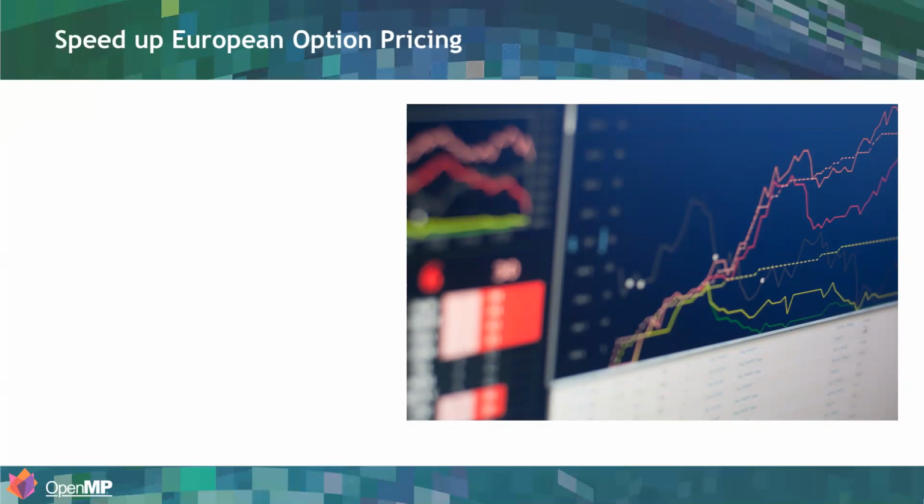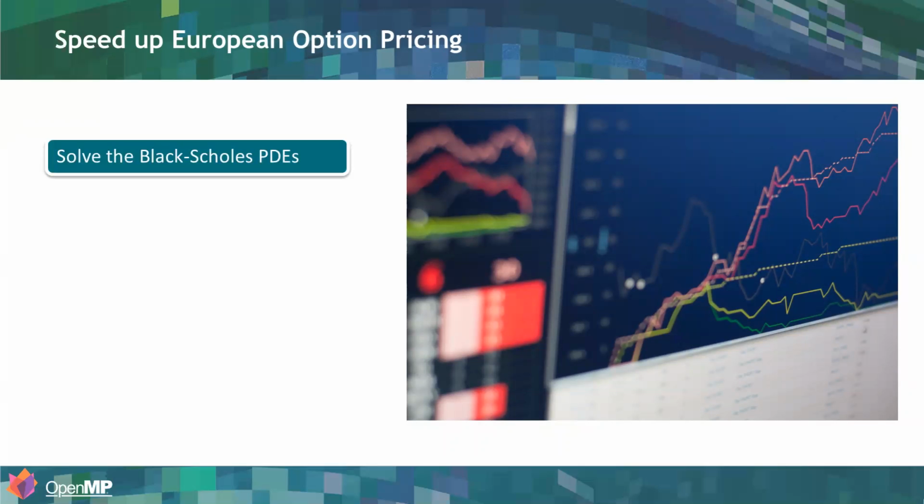The next use case is the speeding up, with OpenMP, of European option pricing. This comes from the financial field. European options are options that a buyer buys and can cash out at a specific time in the future. So he has to wait until that time before using that option. This is a difference from the American option, where the option can be used any time until the maturity date.